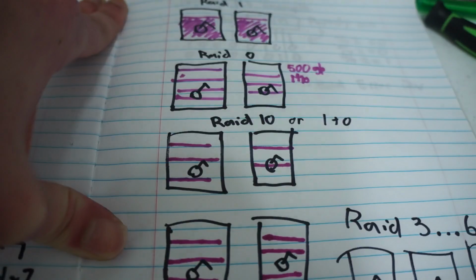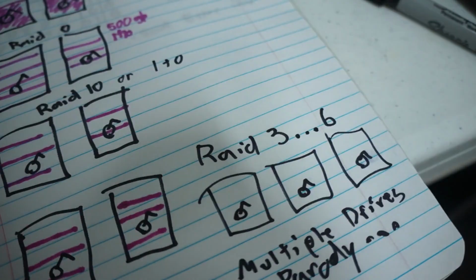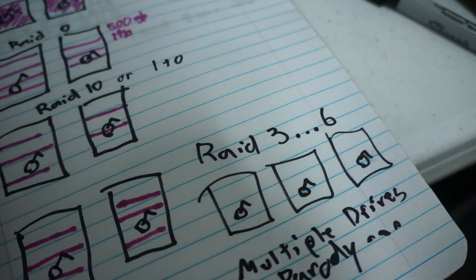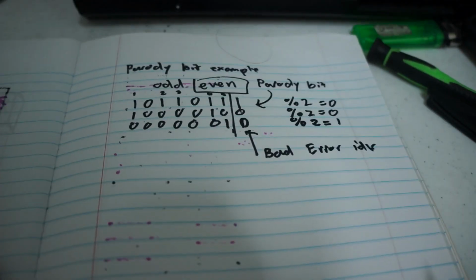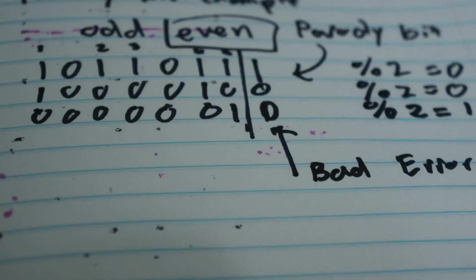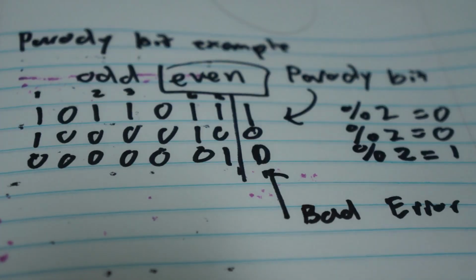So let's get on to RAID 3, 4, 5, 6. You know, there's RAID 5 and things like that too. So pretty much multiple drives and parity. So let me go on to my parity bit example up here really quick. This is probably not how it's done on the hard drives, because I imagine they're dealing with blocks and things like that, but we're going to give a basic example of parity with even or odd parity, and in this case I chose even.